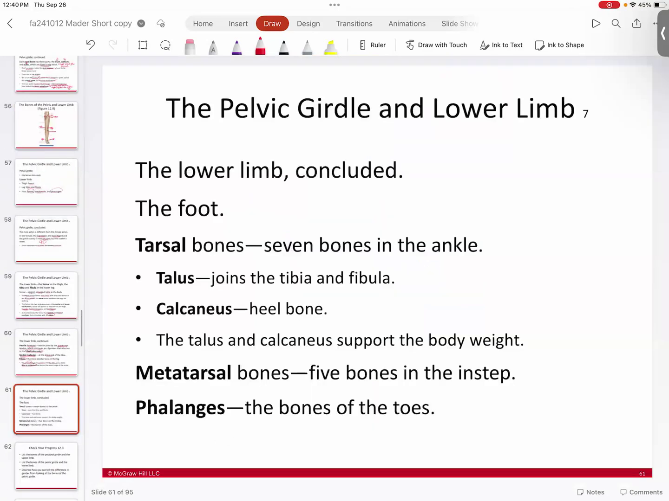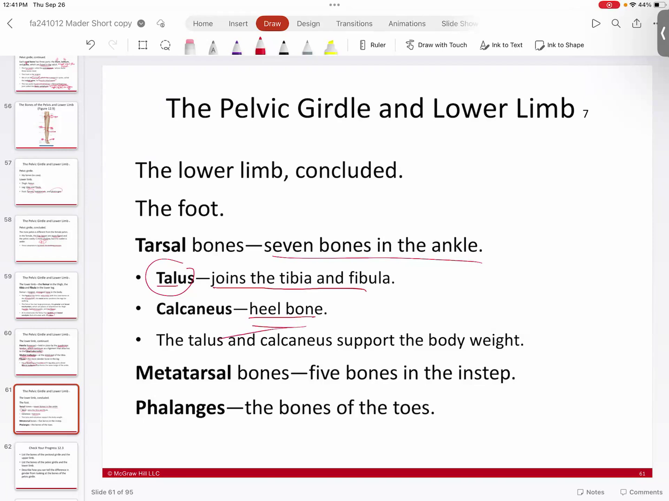Now, as we start to move into the foot, we're going to get into the tarsal bones. You have 7 tarsal bones or ankle bones. The talus is the top one. This is where your tibia articulates and the fibula articulates with the ankle. The heel bone is your calcaneus. So the talus sits on top of the calcaneus.